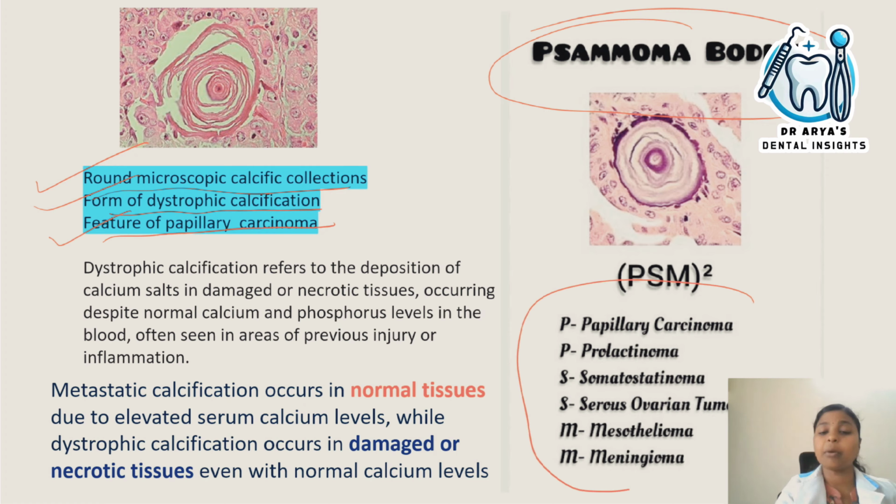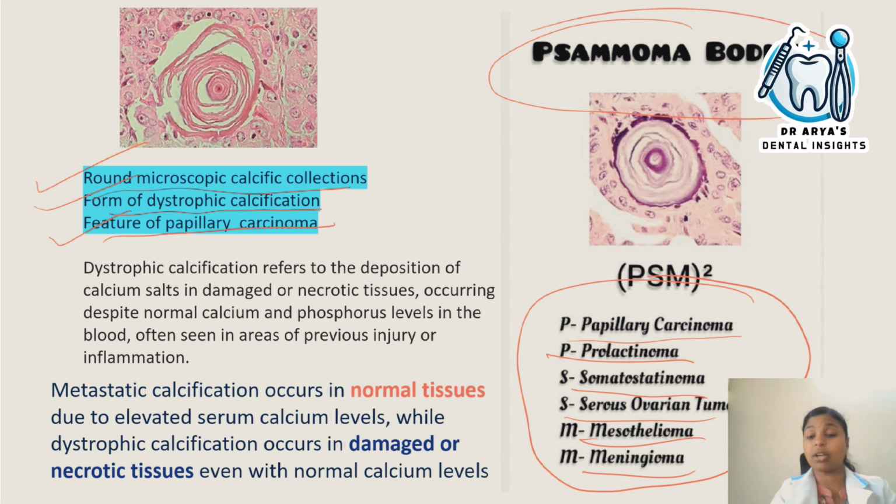So, there is a mnemonic, that is PSM square. That is P for papillary carcinoma, prolactinoma, S for somatostatinoma, C as ovarian tumor, then mesothelioma and meningioma.